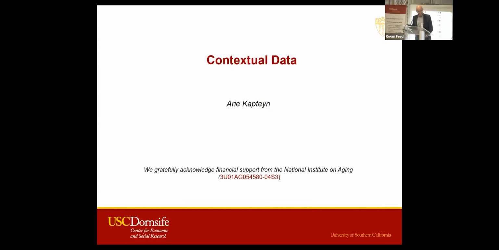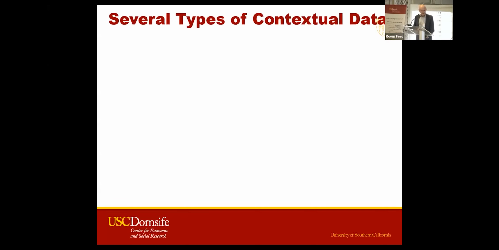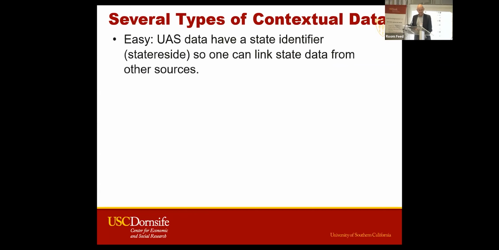Okay, this is going to be a very brief presentation about contextual data. So we have several types of contextual data, and I'll distinguish them by how easy it is to link them to the survey data. The easiest one is any sort of data that you have with a state identifier. You can link them directly because the UAS has a state variable in the data, so that doesn't really require any further action.